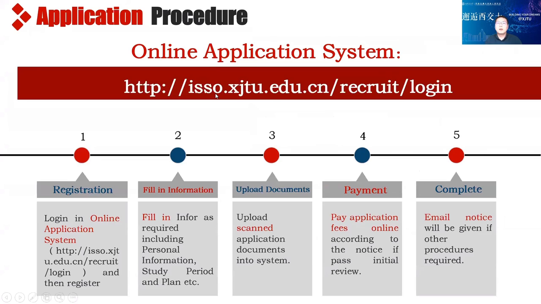And the next is our online application procedure. As you can see above, now we have this online application system, and here is the link. Everything is online now. So you just have to first register in our online application system and create your own application account. After that, you fill in your information, including your personal information and your study plan, like what do you want to study? For example, JCER and applied economics or theoretical economics. After you fill in all your information, you upload all the documents I have just mentioned, like your diploma and your transcript. And the fourth step is to pay the application fee. After that, your application is completed.